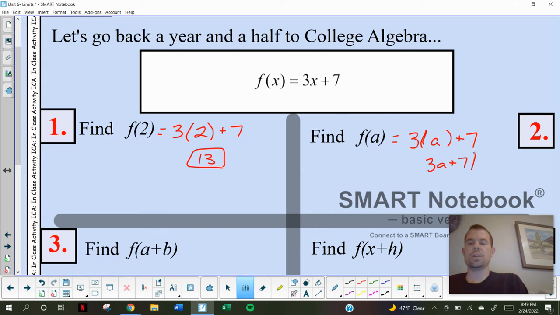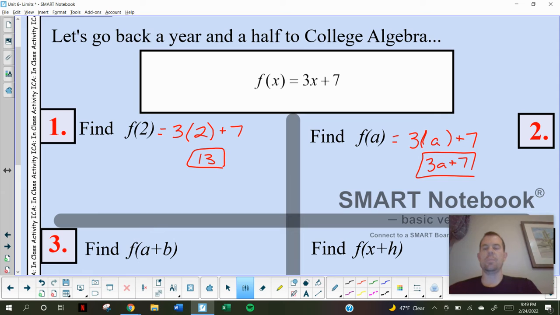Now, you should be asking yourself, what's different about this answer? Problem number 1, the answer is 13. Problem number 2, the answer is 3a plus 7. Take a second and ask yourself, why is it that number 1 got a numerical answer and number 2 got an expression? Your reasoning should be because for number 1, the input was a 2, and for number 2, the input was a letter. It was a. So, of course, my answer better be in terms of a. That's all I had to plug in with.